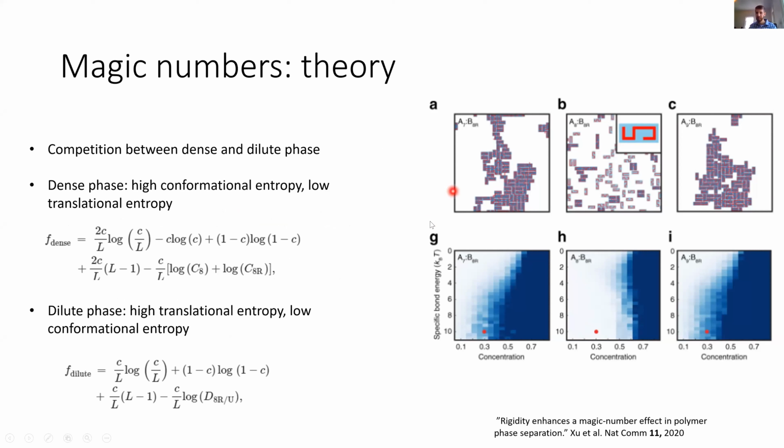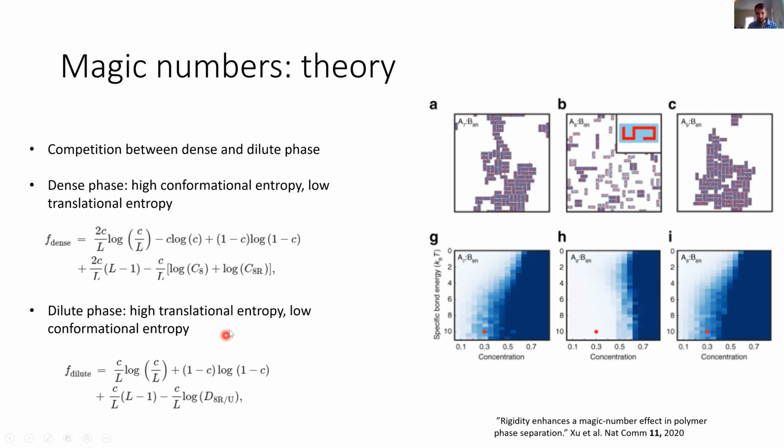We had some questions about the theory and how you model this. I don't want to get too far down in the weeds with these equations, but basically what you're trying to capture is a competition between the dense phase and the dilute phase. In the dense phase, there's high conformational entropy, which is the number of ways this red flexible guy can wiggle around, but low translational entropy, which is how much you can move through space. So you can wiggle around a lot, but you're stuck in the cluster. These terms are your high conformational entropy, and these terms have to do with your translational entropy.